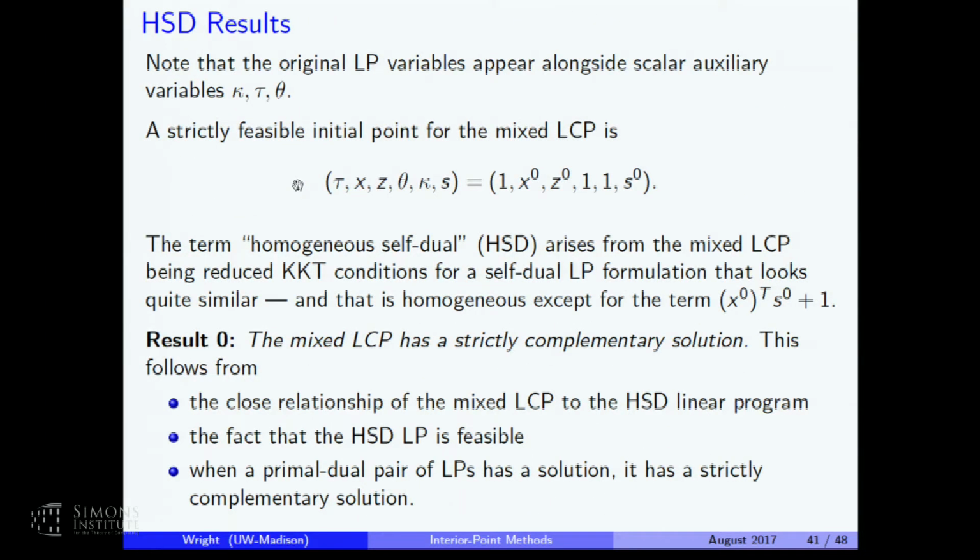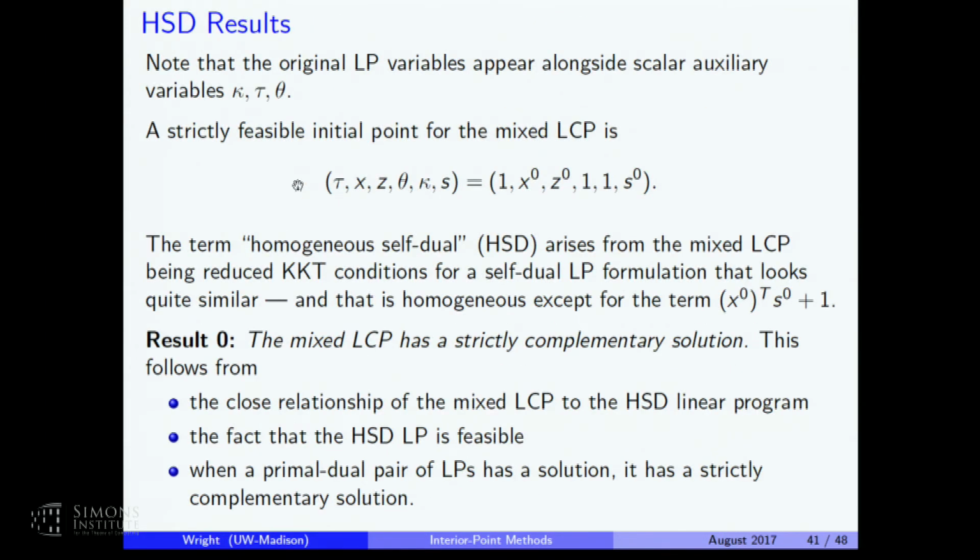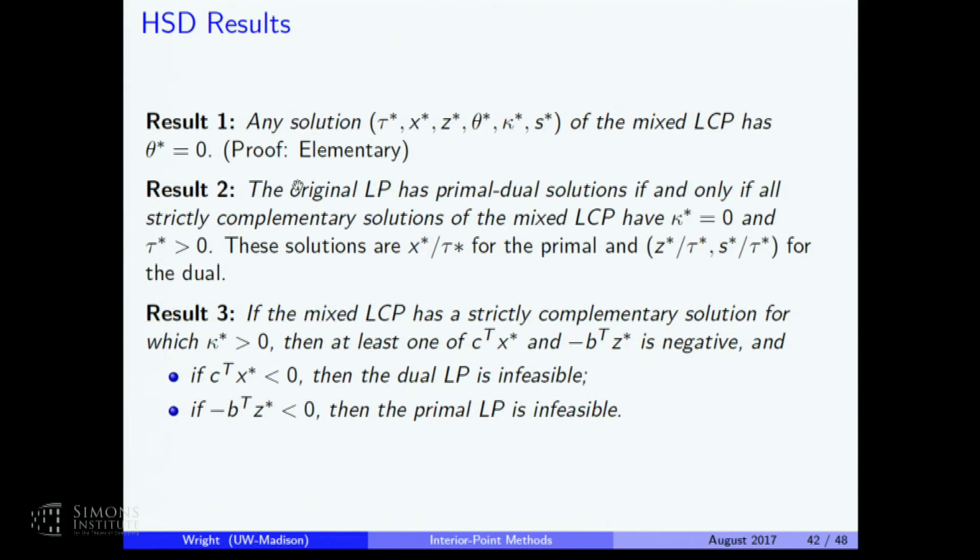And you can show that that setting of the variables will satisfy these conditions, okay? So it'll be an initial feasible point for the LCP. It will also satisfy these inequalities. It won't satisfy these complementarities. You're going to have to run the LCP interior-point method to get these complementarities to hold, okay? But you can prove some interesting results about it. First of all, you can show that there do exist strictly complementary solutions to that problem. And that follows from the fact that it's closely related to the original homogeneous self-dual linear program. The homogeneous self-dual LP is feasible and so on. So you'll just have to take this on faith.